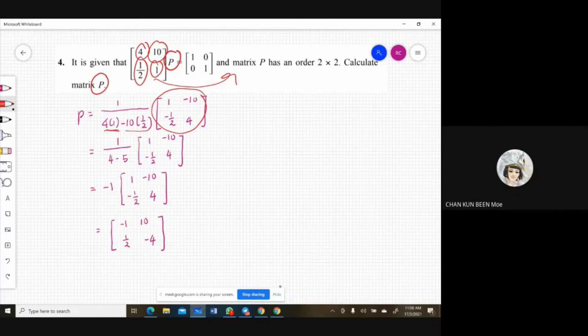Okay, so P is equal to 1 over 4 minus 5 multiplied by 1, negative 10, negative half, and 4, and you will get negative 1, 10, 1 over 2, and negative 4, like this. That's matrix P, because we were looking for the inverse of it.